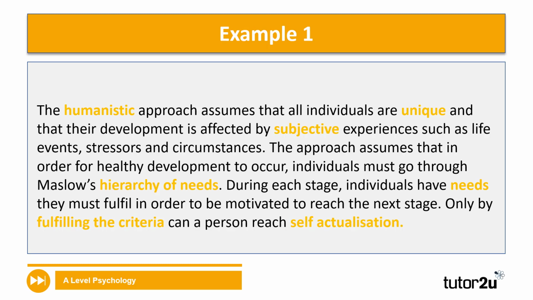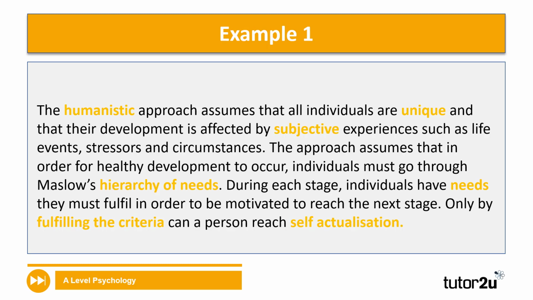So instead of approach, we've actually referred to humanistic approach to give it the correct context. Instead of saying different to each other, we're going to use the humanistic language and say unique. Instead of experiences, we're going to use humanistic language again and say subjective experiences. We're going to swap Maslow's stages for Maslow's hierarchy of needs, things for needs, meeting the stages for fulfilling the criteria, and we're going to swap own potential with self-actualization. So overall, the specialist terms have improved the quality of the answer. They would improve any mark awarded as well. Even though to begin with, the example was accurate, it just goes to show how important those specialist terms are.